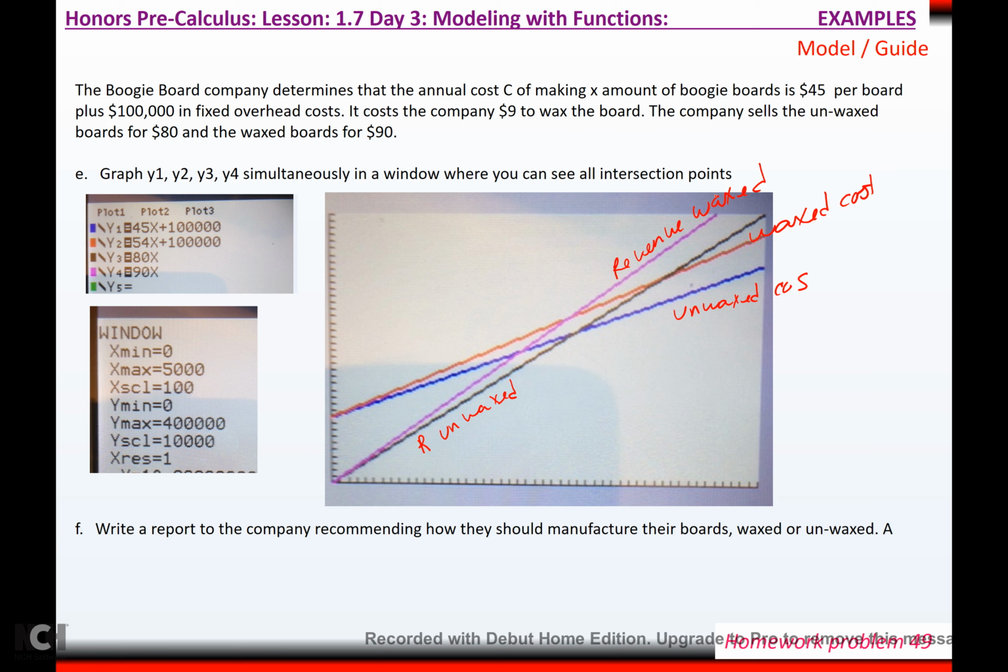You could look at where unwaxed intersects waxed. You could look at revenue versus revenue. You could make all kinds of decisions. You have these four intersection points here that you could talk about. Okay, so your report would be interesting to me based on this data, but everybody would probably have a different report.